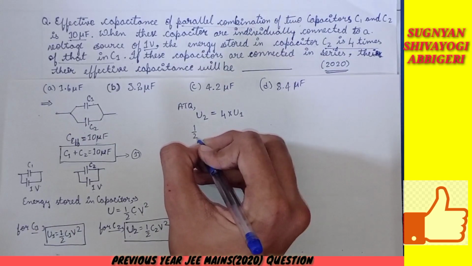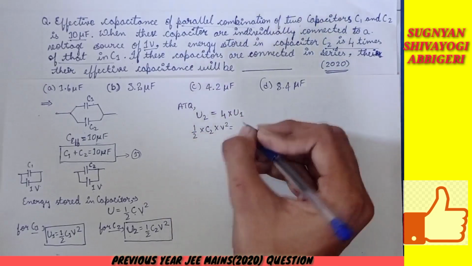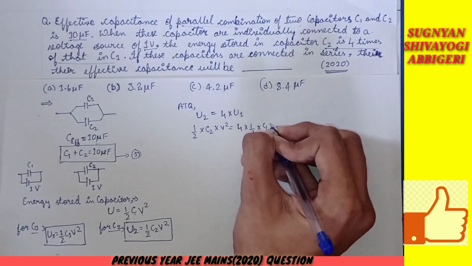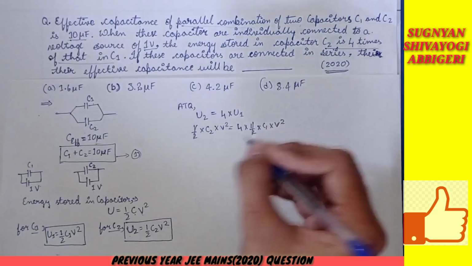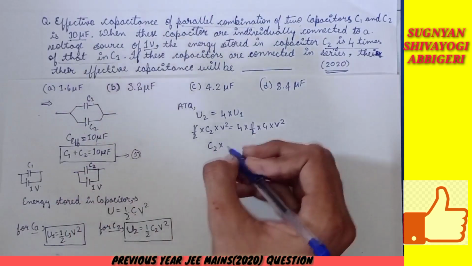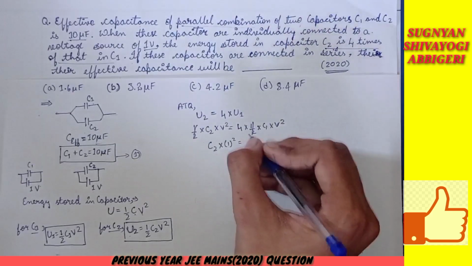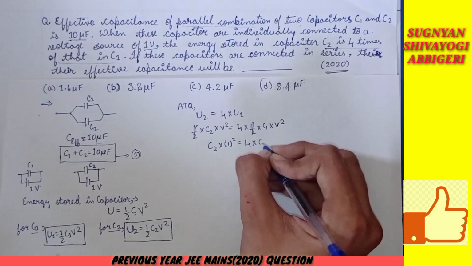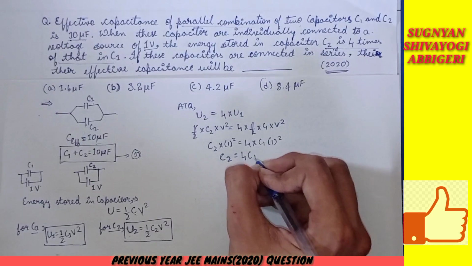This is half into C2 into V square, and this one is 4 into half into C1 into V square. Here half and half get cancelled. We get C2 into V square. V is 1, we have connected a voltage of 1 volt, so V is 1 square. Or we could have directly cancelled because we have connected the same voltage, 1 volt, but let us do it like this only. C1 into 1 square. C2 is equal to 4C1.